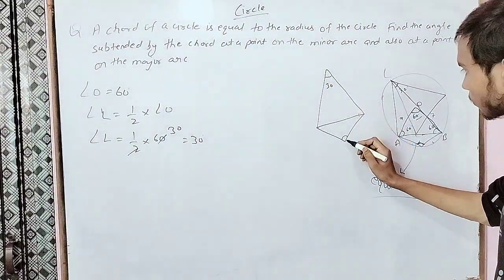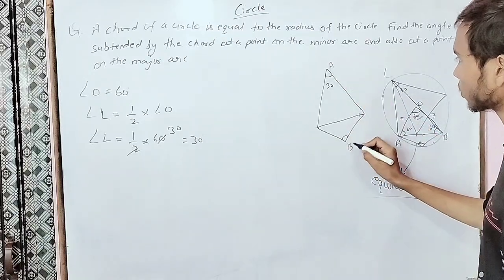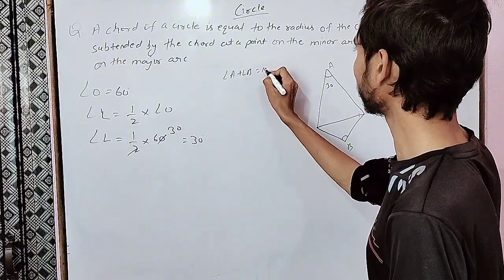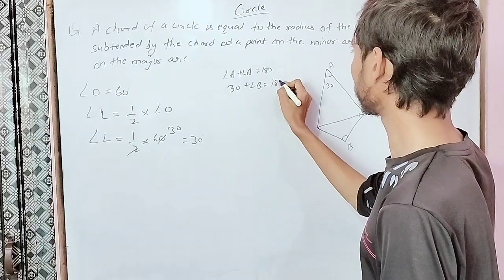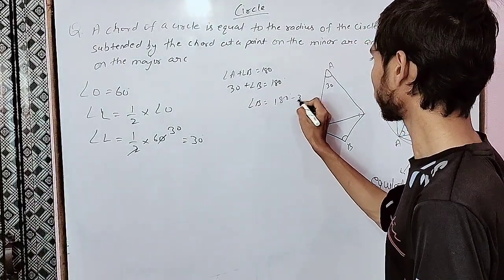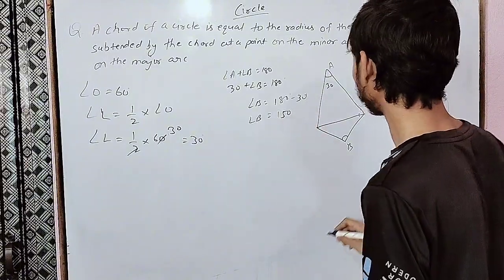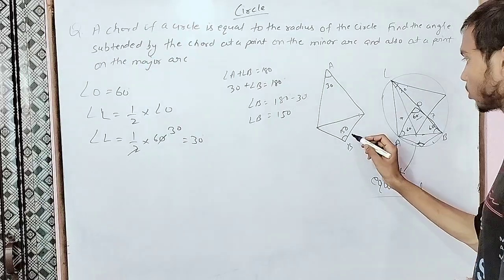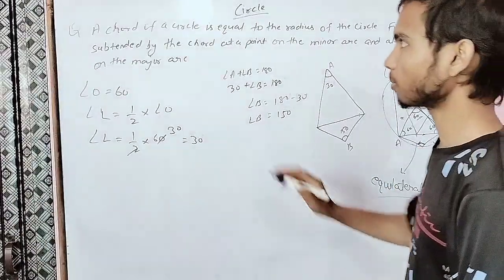Okay, the question is saying find the measure of this. Now this is a quadrilateral, so angle A and angle B will form 180. Angle A is 30, and we don't know angle B. So here we will get the measure of angle B: 180 minus 30 will become 150 degrees. So this will form 150 degrees. So we have got the measures of all these angles by this question.